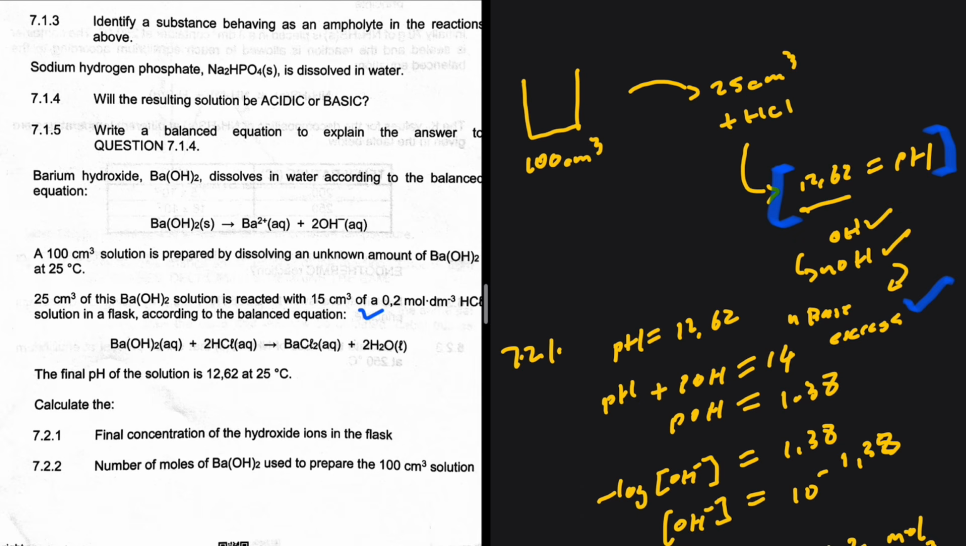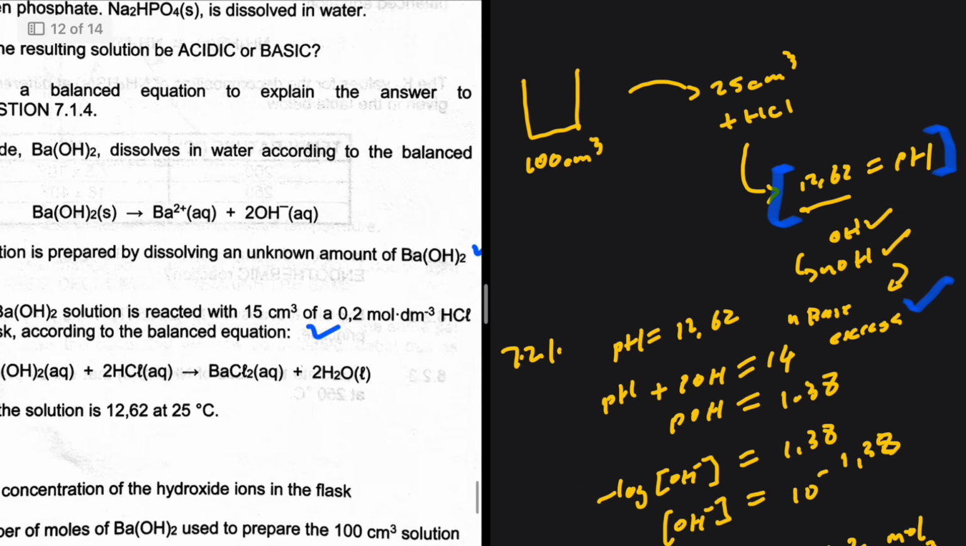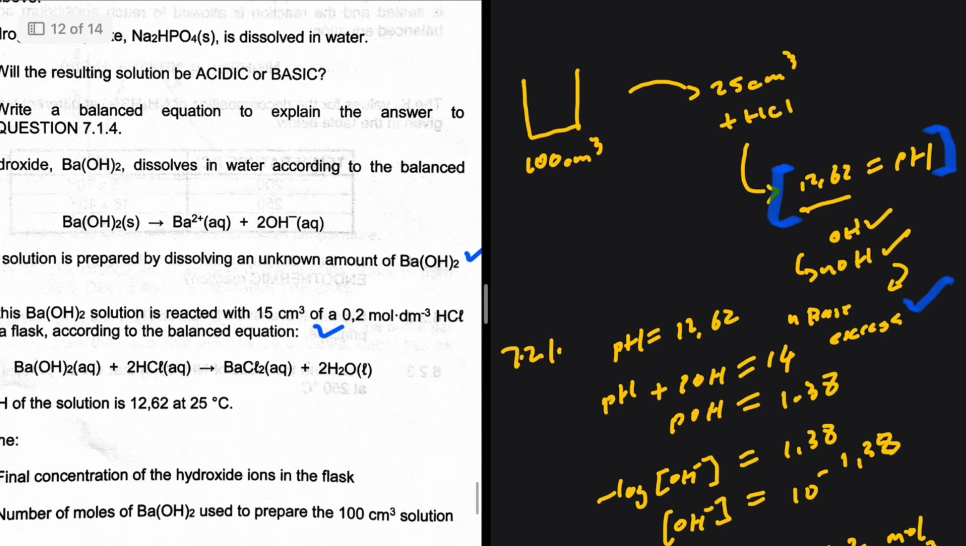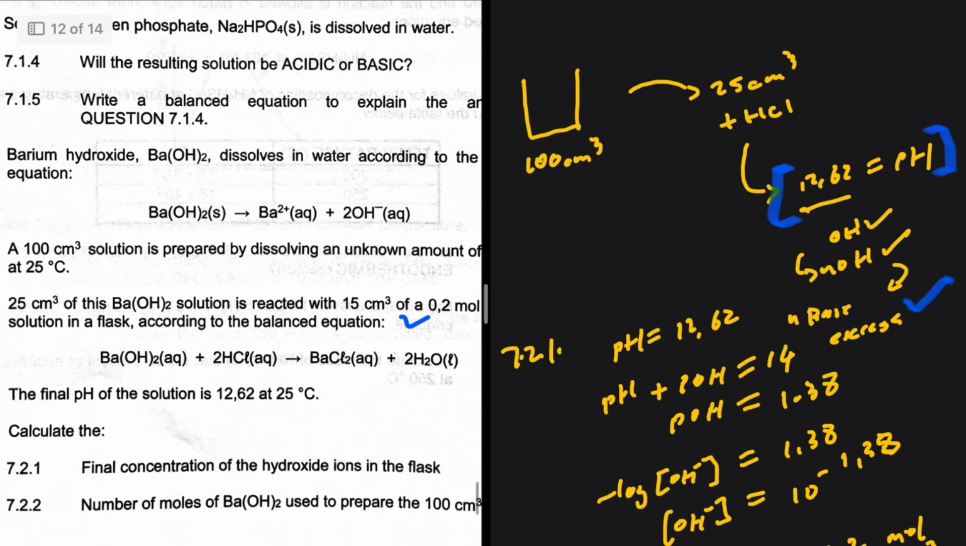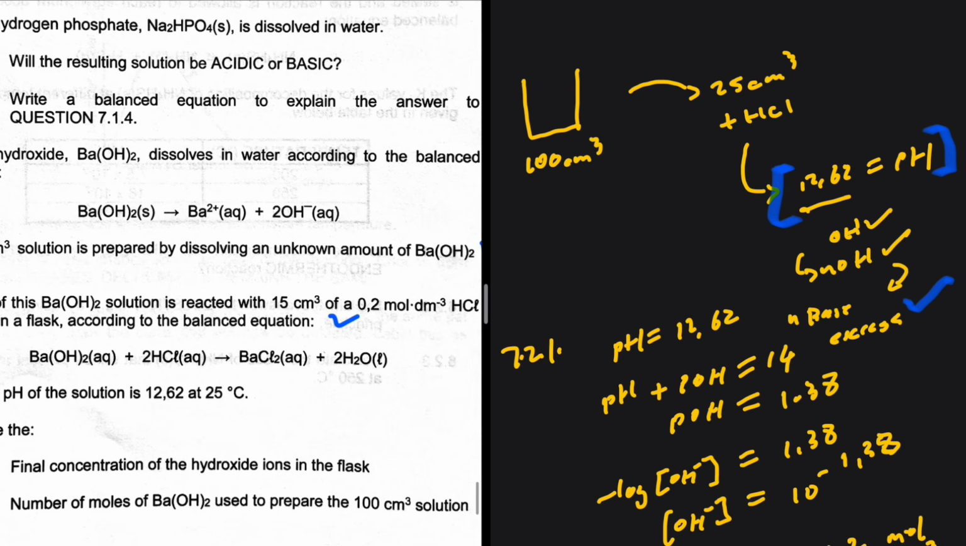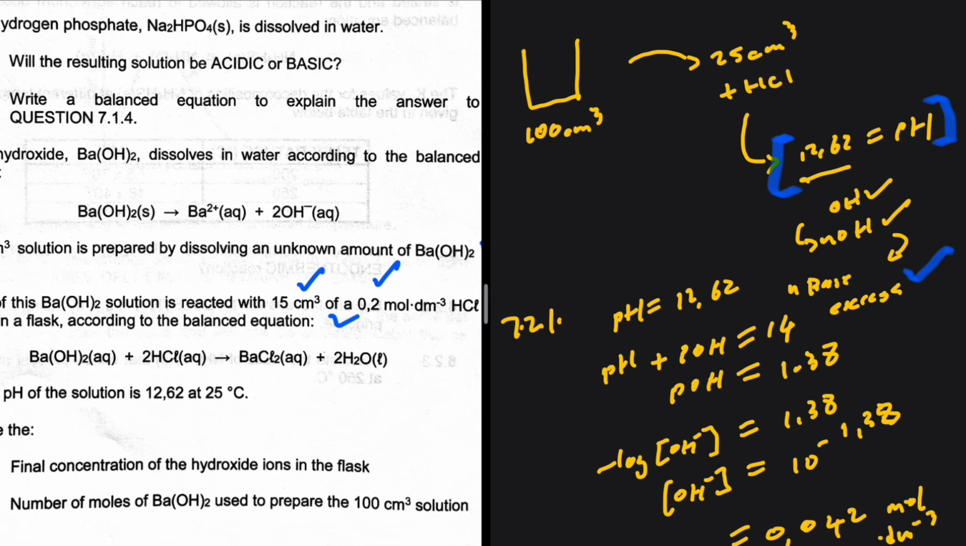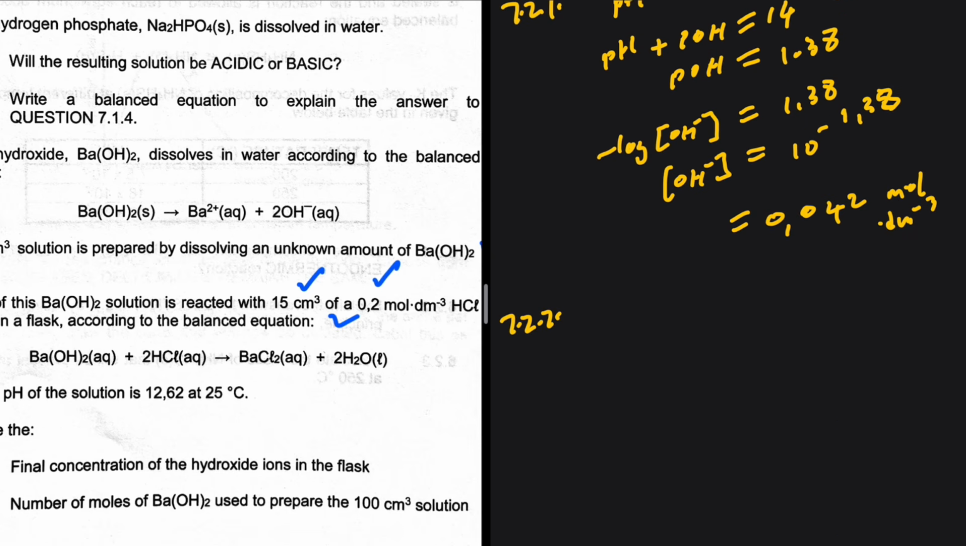But we know how much the 25 cm³ of base reacted. We know the amount of acid that reacted with the 25 cm³ of the base. It is 15 cm³ of a 0.2 mol/dm³ concentration. So we can calculate the number of moles of base that are in excess, right? And then using the acid, we can calculate the number of moles of base that reacted. So we would be in a position where we have the number of moles of base in excess, the number of moles of base that reacted.